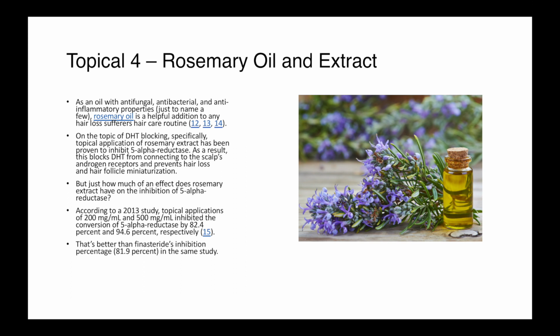But just how much of an effect does rosemary extract have on the inhibition of 5-alpha reductase? According to a 2013 study, topical applications of 200mg and 500mg inhibited the conversion of 5-alpha reductase by 82.4% and 94.6% respectively, and you can check that study out at number 15. That's better than finasteride's inhibition percentage at 81.9% in the same study. So rosemary oil is actually a pretty powerful topical DHT blocker.